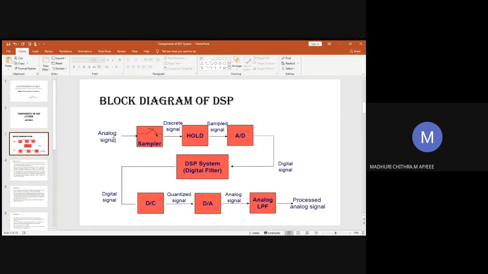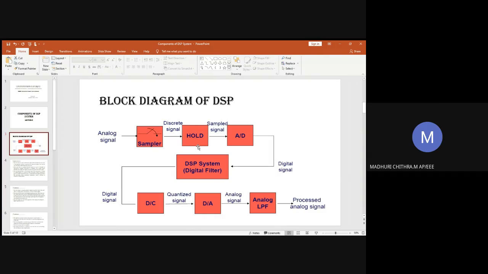First is the analog signal, which is given to the sampler. Take down the notes as I tell you about the components one by one. What is a sampler? Sampling is the process of converting an analog signal to a discrete signal. Then the sampled signal is given to the hold, because we should convert it to a digital signal so that we can gain information about it. So the analog signal is converted using the sampler, and we get the discrete signal, which is given to the hold.